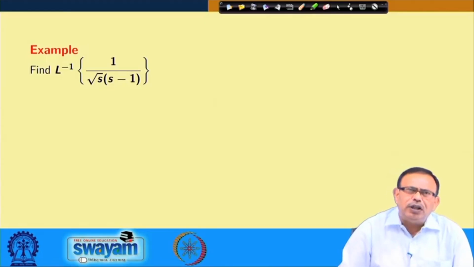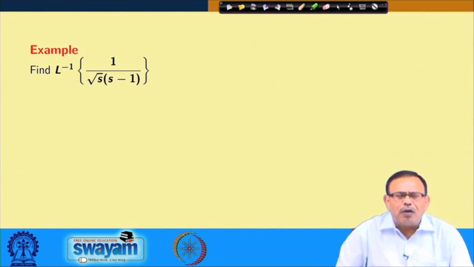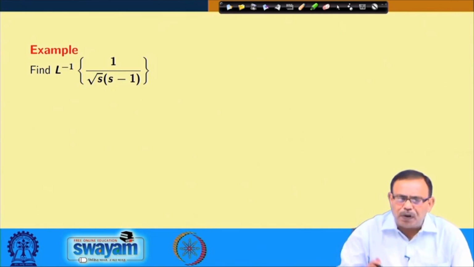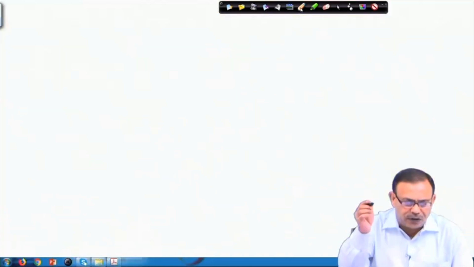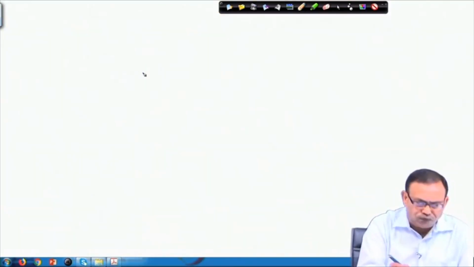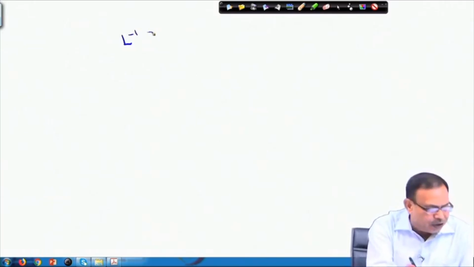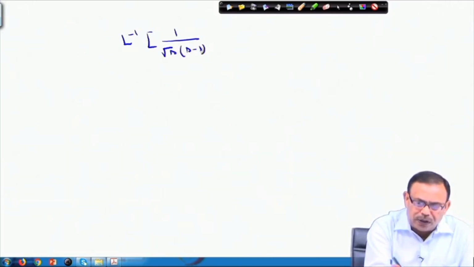Now let us see, using an example, how convolution of functions is useful in deriving the inverse Laplace transform. That is, if I use convolution, how it becomes easy for us to find the inverse Laplace transform of different functions. So, you have to find the Laplace inverse of 1 by root over s into (s minus 1).